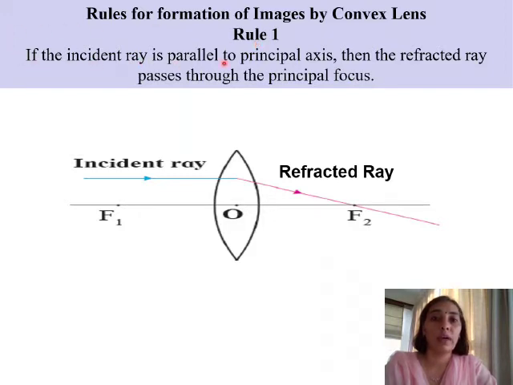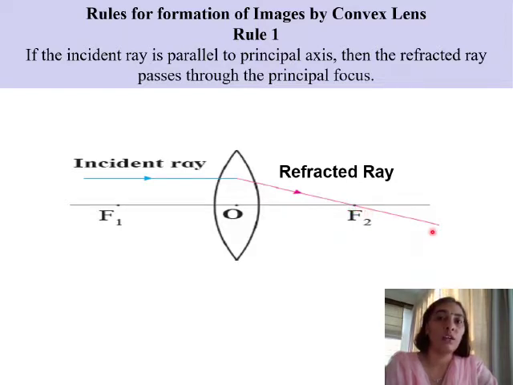If the incident ray is parallel to the principal axis, then the refracted ray passes through the principal focus. So here we have shown a biconvex lens. This is the principal axis, and this is the incident ray. Here we see that the incident ray is parallel to the principal axis, then after refraction, the ray passes through the principal focus, that is F2. So we see that the refracted ray is passing through the second focus or the principal focus, that is F2.